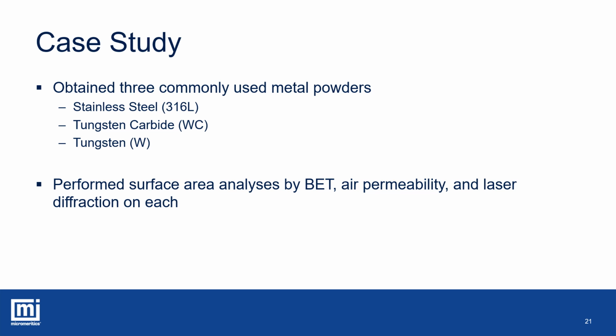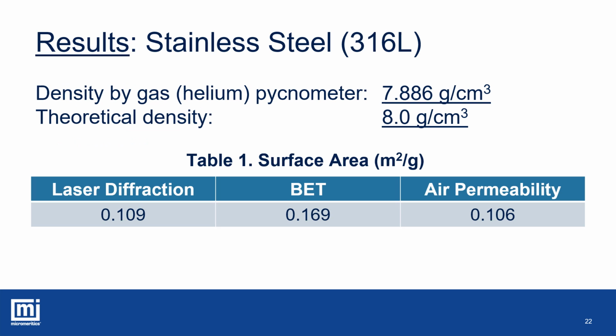Here are the results for the stainless steel 316L sample. We used the gas pycnometer using helium to calculate the density. The surface area results are in table 1. We can see laser diffraction, air permeability, and even BET are in somewhat agreement. BET was slightly higher. We'll discuss that later. The laser diffraction result, we made the calculation using the relationship that we determined at the beginning of the presentation, and we calculated that result from the size.